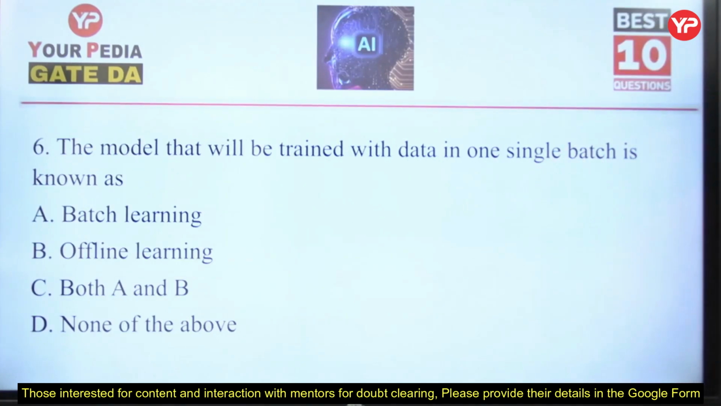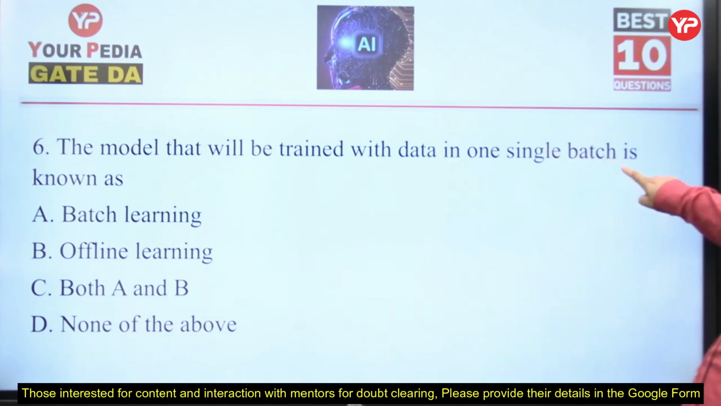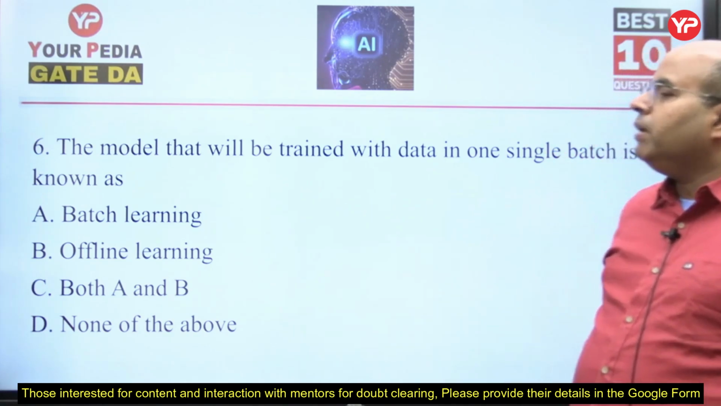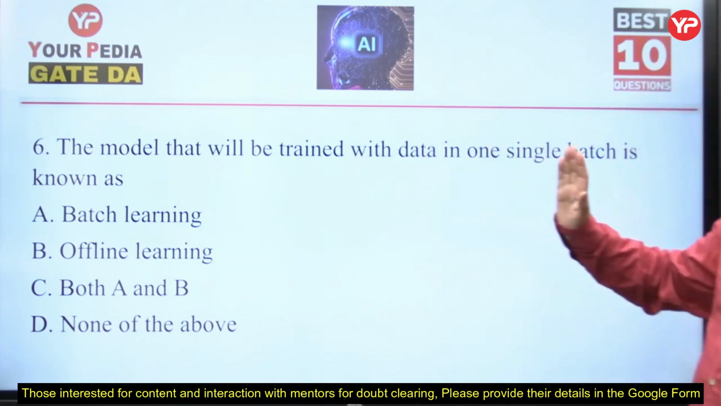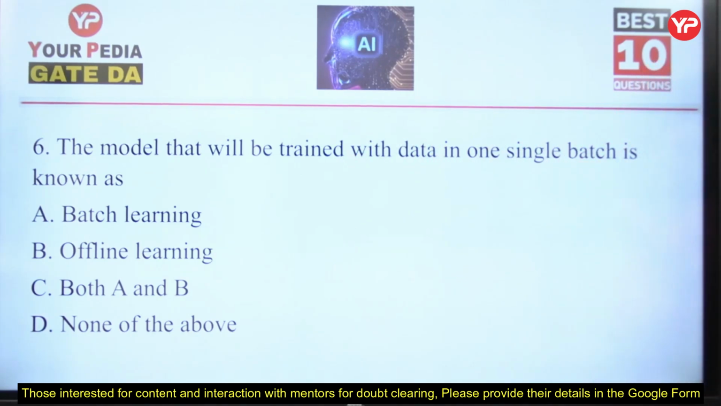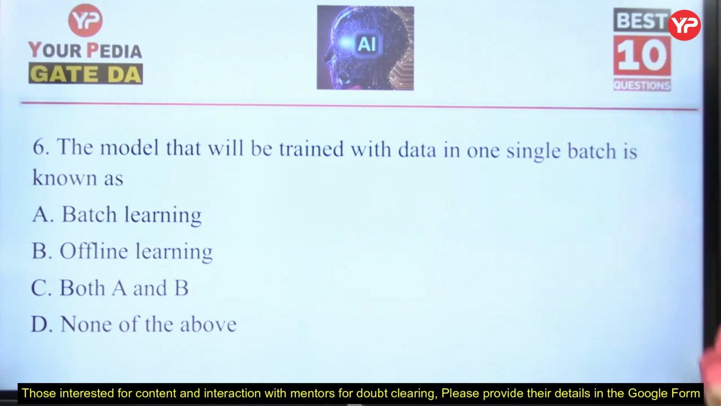Now, the model that will be trained with data in one single batch is known as. Now, why have I put this question? Because once you see single batch means batch learning, immediately your mind goes to it. But you have to read the question again. The model that will be trained with data in one single batch is known as batch learning or offline learning also. Batch learning is also called offline learning.